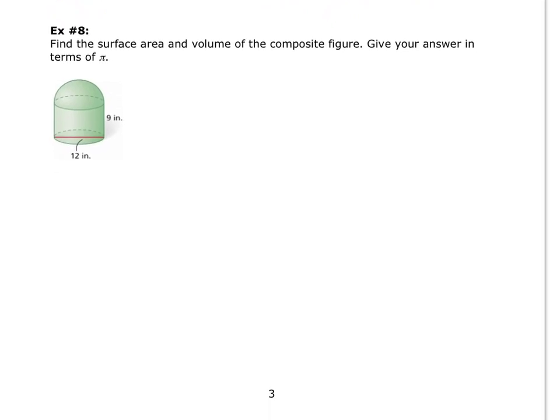Okay, what we're going to do here, we're going to finish with a composite shape where we need to find surface area and volume, and we're going to give our answer in terms of pi. So I'm going to do surface area with you. So I'm looking at 4 pi r squared. Now, first of all, that's of a sphere. What I have here, though, is half of a sphere, right? And then I also have a full cylinder.